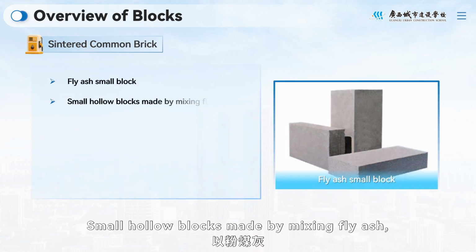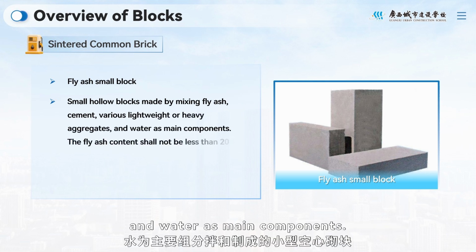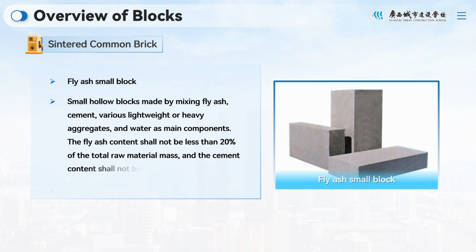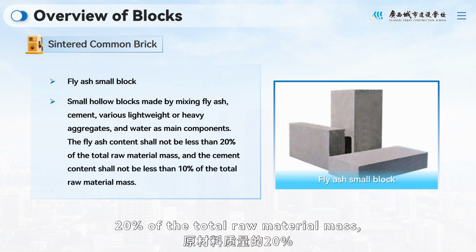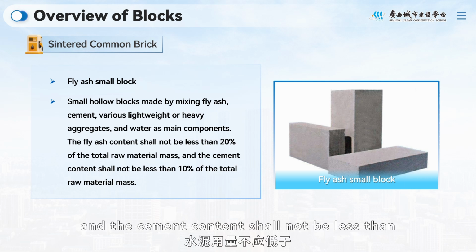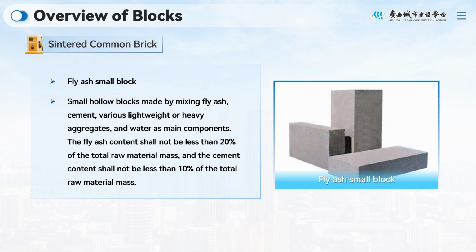Fly ash small block. Small hollow blocks made by mixing fly ash, cement, various lightweight or heavy aggregates, and water as main components. The fly ash content shall not be less than 20% of the total raw material mass, and the cement content shall not be less than 10% of the total raw material mass.